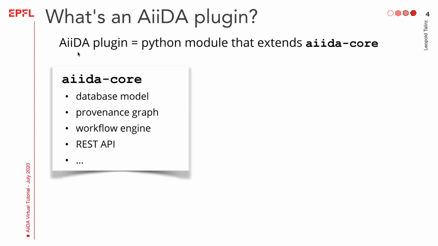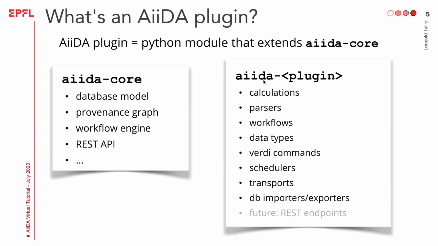What's an AiiDA plugin? Simply put, an AiiDA plugin is just a Python module that extends aida-core, where aida-core just provides the basic infrastructure, meaning it provides the database model, it provides the provenance graph, provides the workflow engine, and it provides the REST API.